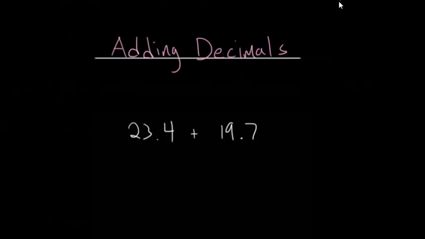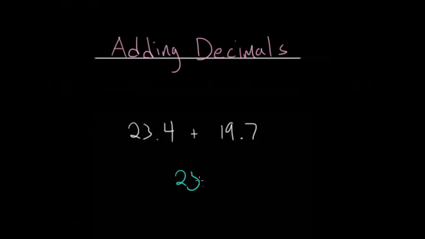In this video, I'd like to talk about the concept of adding decimals. So we have this example problem, 23.4 plus 19.7. And the process for actually adding decimal numbers is fairly straightforward and will generally be the same for every single problem. Basically, you're going to line this up in a column like you normally would with addition problems.